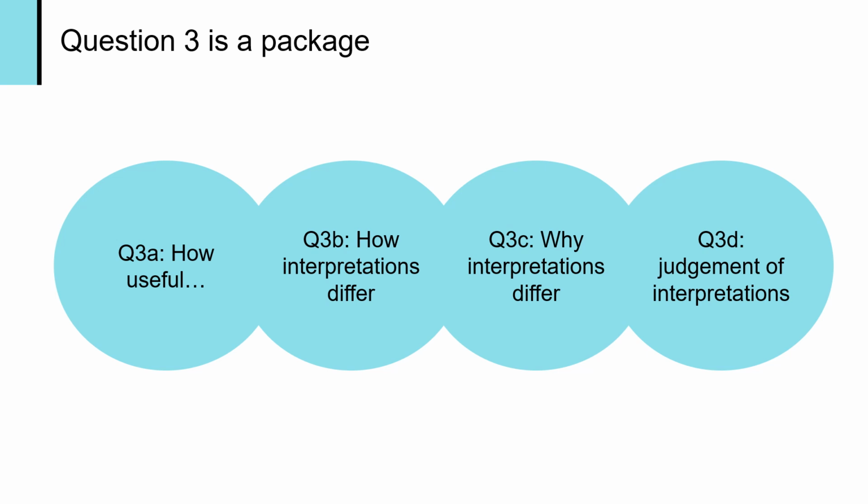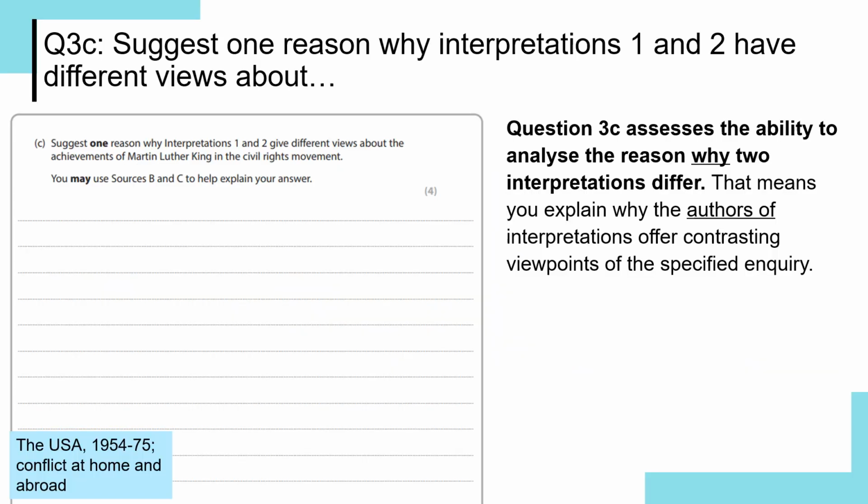Having identified in 3b that the 2 interpretations offer different views, you're now, in 3c, being asked to suggest a reason why the authors have offered different interpretations about the focus of the inquiry. The focus here is on the process of writing history. Historians can reach different, equally valid conclusions about the past as a result of the process of writing history. In this question, you're being asked to show an understanding of how that can happen.